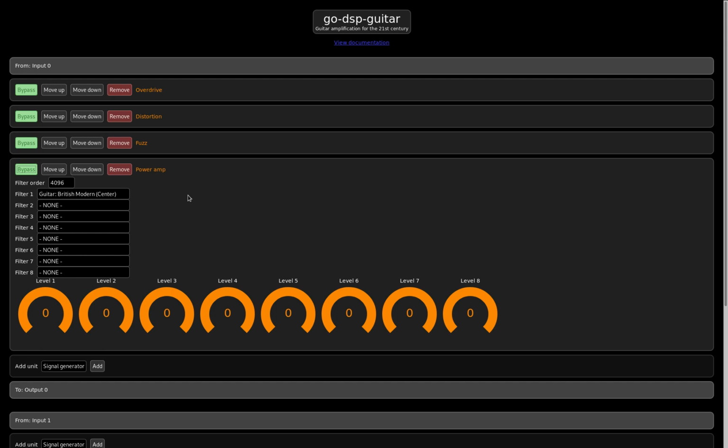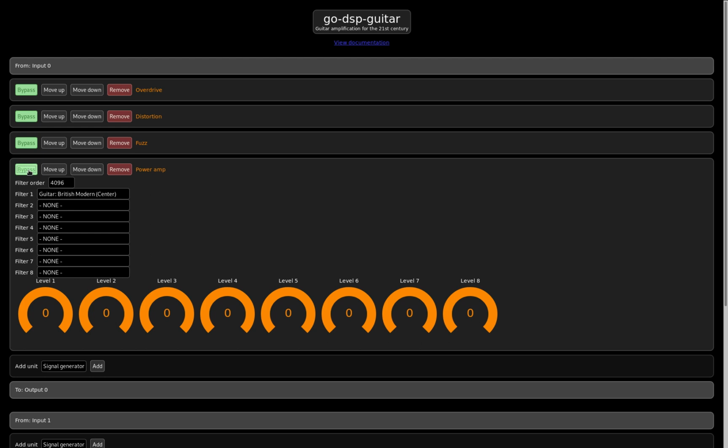And for this demonstration, I will just play a D power chord, and the D power chord sounds like this. So this is what the input signal will be.